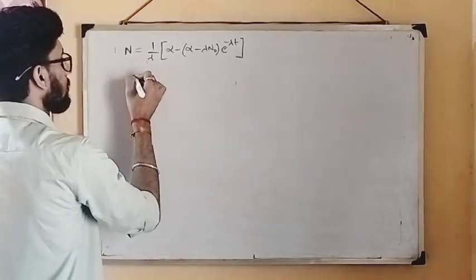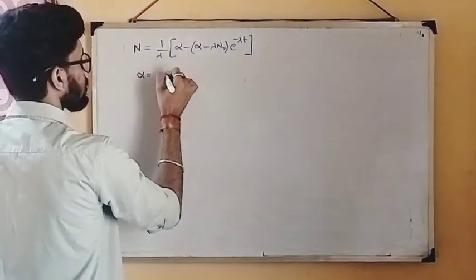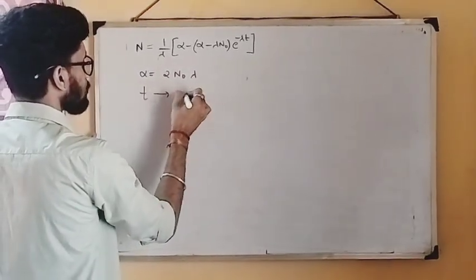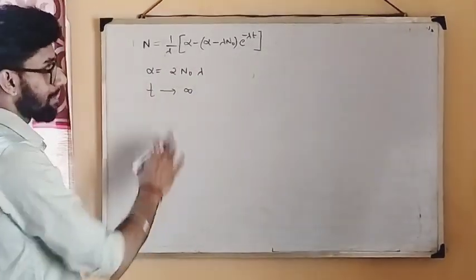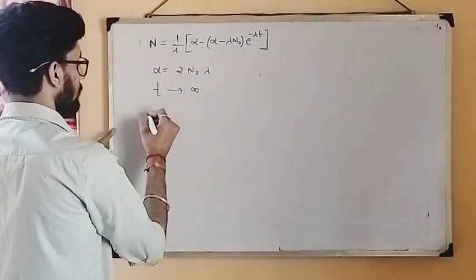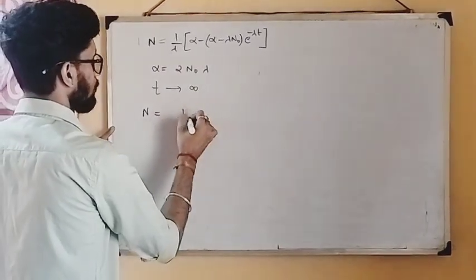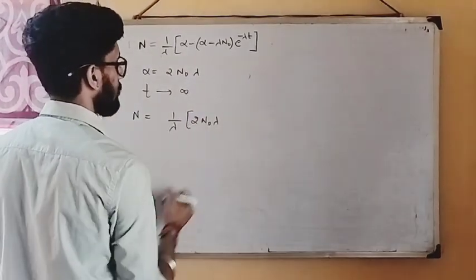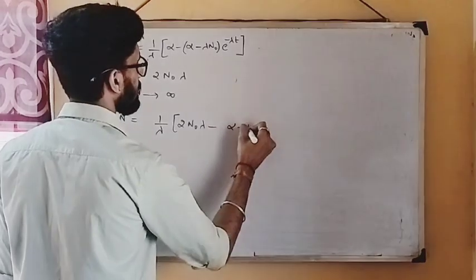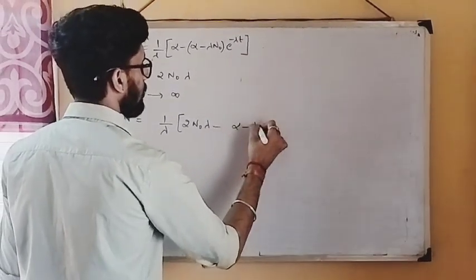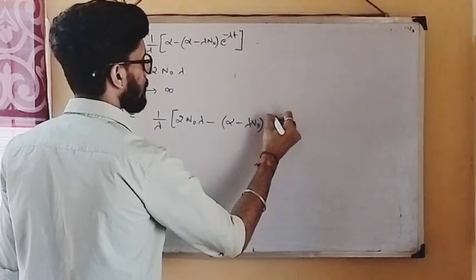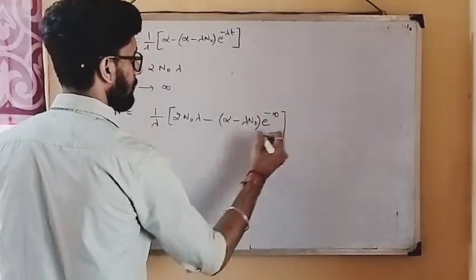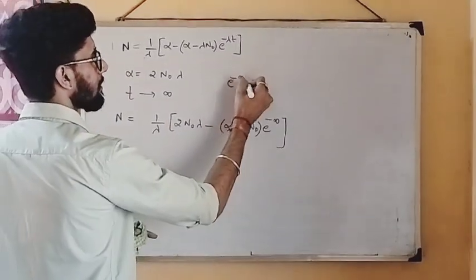In the second case, alpha is given as 2 N naught lambda, and at the same time t tends to infinity. So in this case, time is tending to infinity, so we'll solve this whole problem. N is equal to 1 upon lambda, alpha can be put as 2 N naught lambda minus (alpha minus lambda N naught) e raised to power minus lambda t. As t tends to infinity, it will be e raised to minus infinity, and we know that e raised to minus infinity is equal to 0.